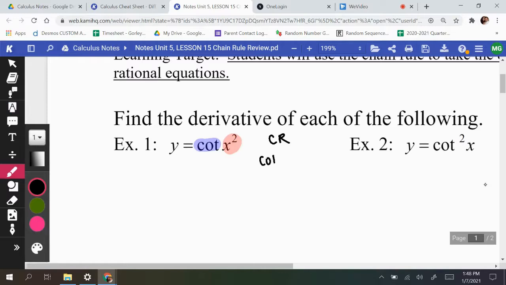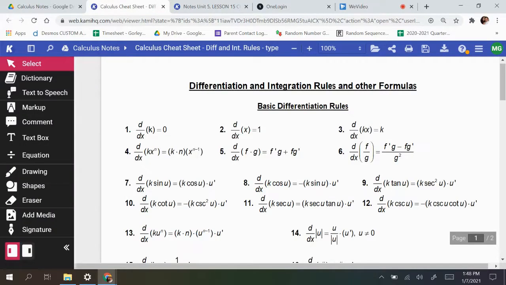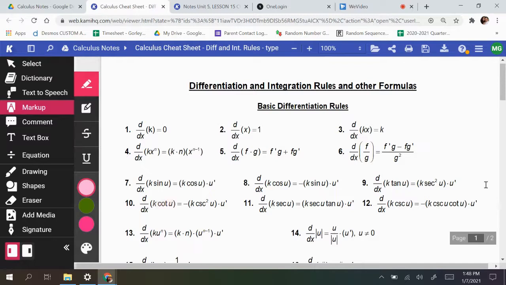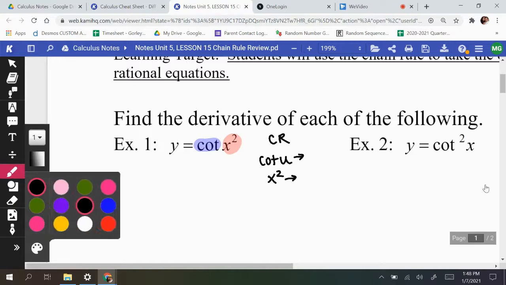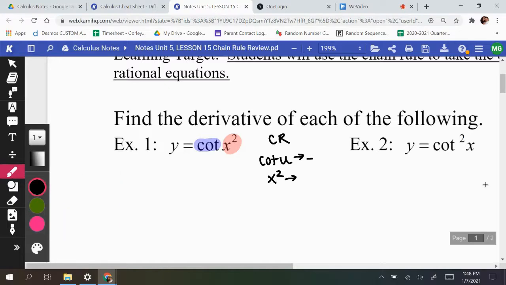Okay, so we are using chain rule on this. My outer function is going to be cotangent and my inner function is going to be x squared. So I need to know what the derivatives are of each of those. So what's the derivative of cotangent? Well, if I look back on this cheat sheet, it looks like the derivative of cotangent is negative cosecant squared. So I'm going to just note that. Negative cosecant squared u. And then the derivative of x squared would be 2x.